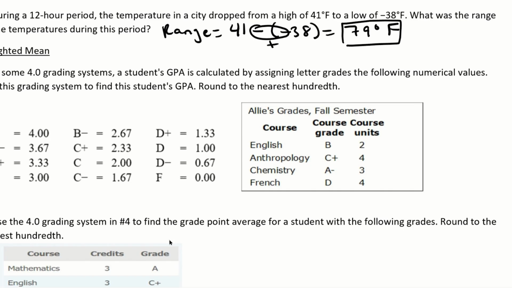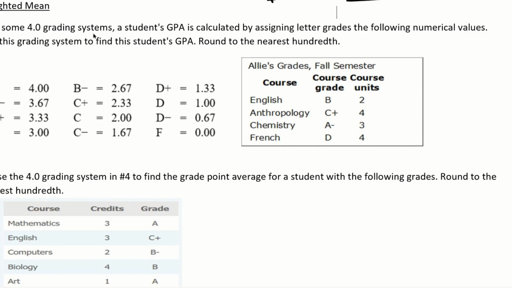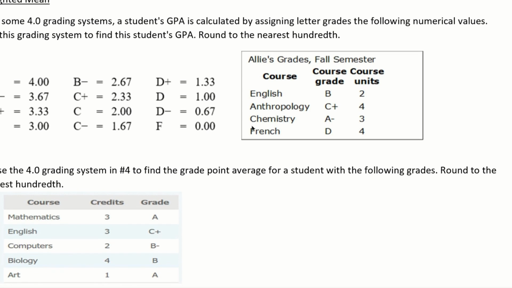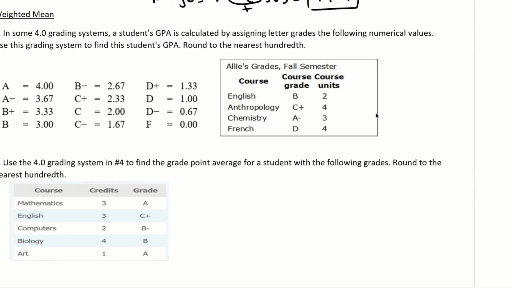Okay, pretty simple. So now let's look at the weighted mean. Number 4: in some 4.0 grading systems, students' GPA is calculated by assigning letter grades to the following numerical values. So here's your scale, and we want to find the student's GPA. Remember that the formula for the weighted mean, WM, is the sum of the scores times the weights divided by the sum of the weights.